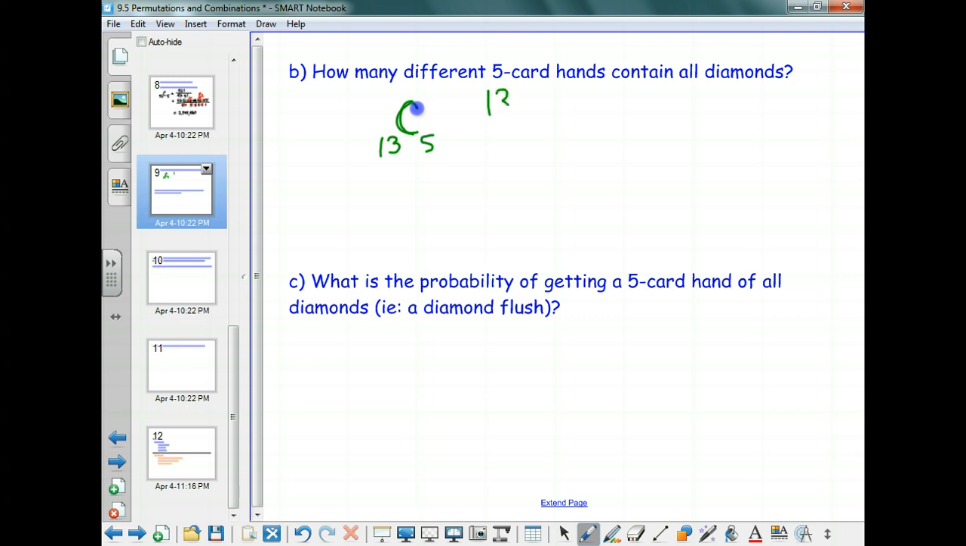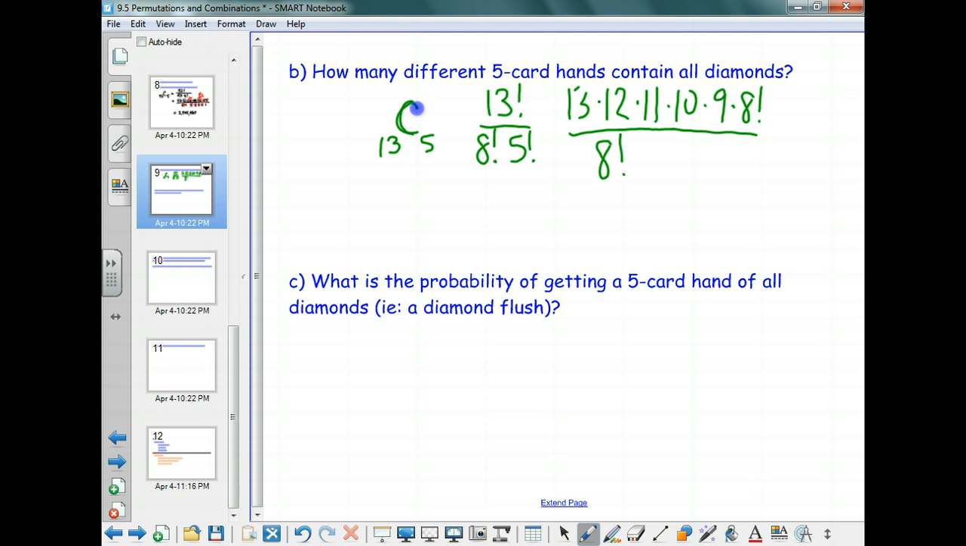13 factorial. 8 factorial. 5. How did I get the 8 factorial? 13 minus 5. Good. Grant, that was fabulous. All right, now what's he going to do? Write up 13 times 12 all the way to 8. Right. Okay, and then he's going to write the 5 out as well, right? 5 factorial, all of it's written out.